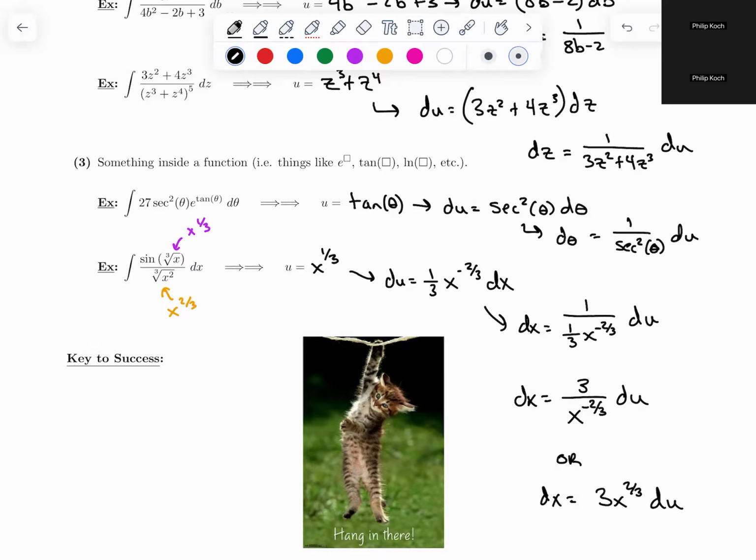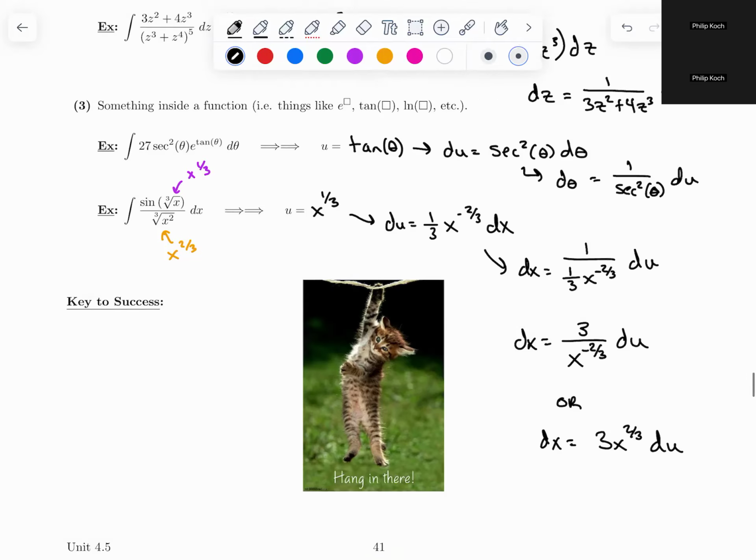So try, like if you get stumped, try again and try something ridiculous. If something doesn't work, try something that you've never tried before. Worst case scenario is it doesn't work. Best case scenario, you figure it out and you get the credit, right? So hang in there. Keep trying. Be like this little cat, all right?